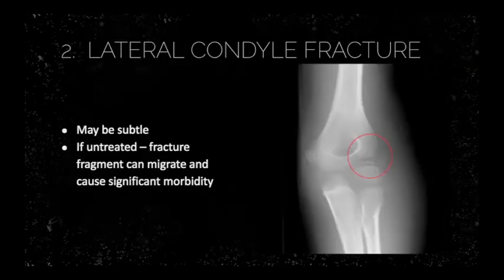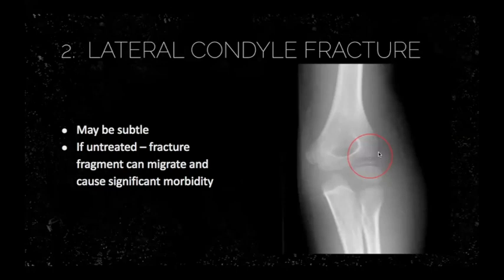All right, so the second most common elbow fracture in children is the lateral condyle fracture. So this type of fracture is a little bit more subtle because in the kid, there's a lot of cartilage here. Sometimes only the cartilaginous part is involved.